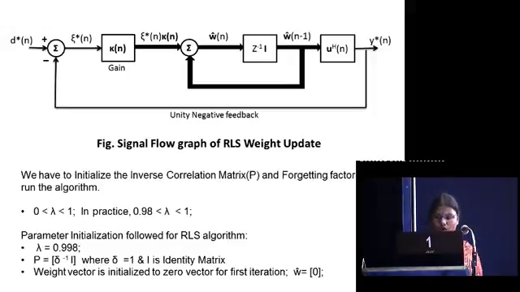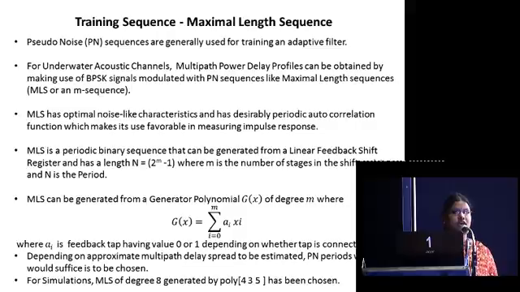Now, what is the signal that can be used for training? Generally, MLS or pseudo-random sequences are used for training these kinds of filters. I have used a maximum-length MLS sequence. An MLS sequence is nothing but a periodic binary sequence of zeros and ones. This can be generated by a generator polynomial G, for which the equation is given here.